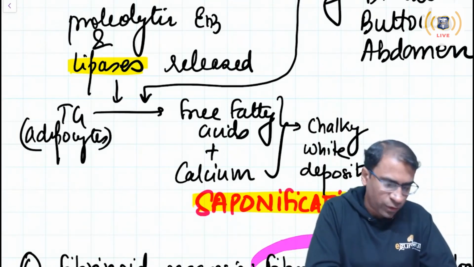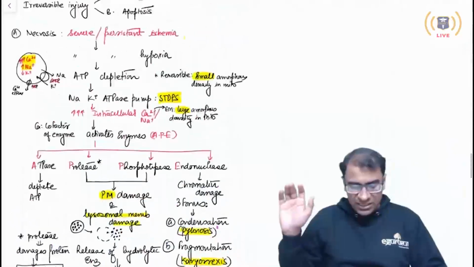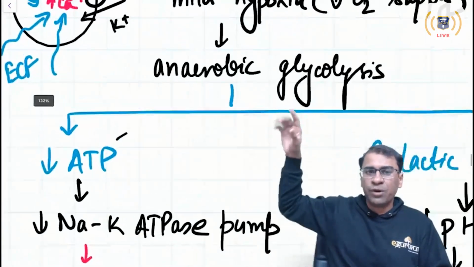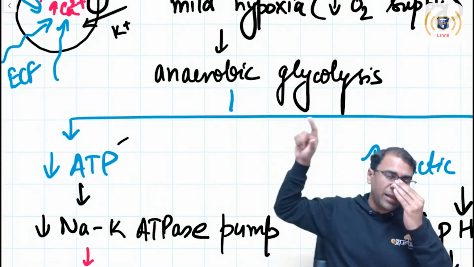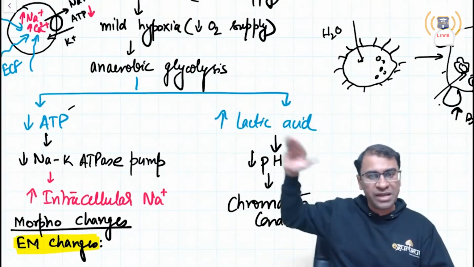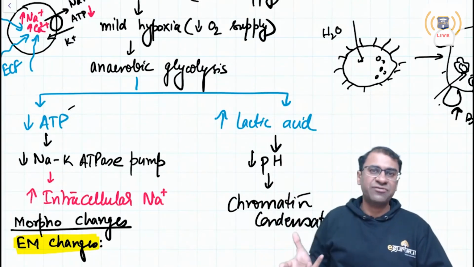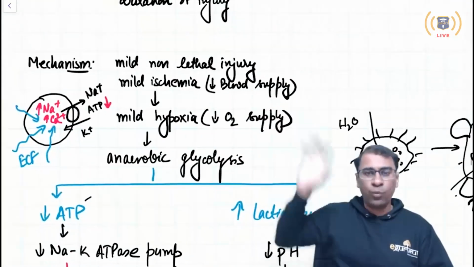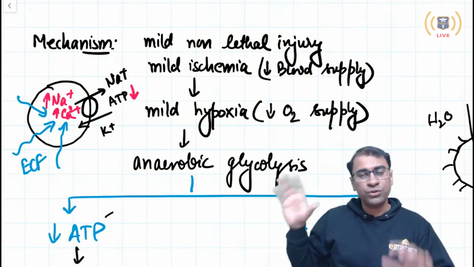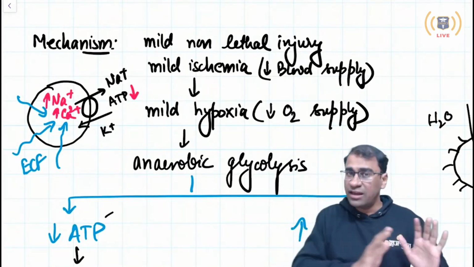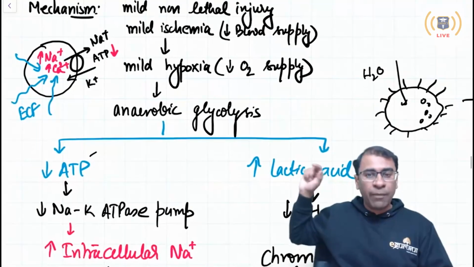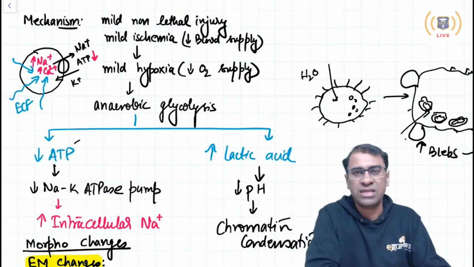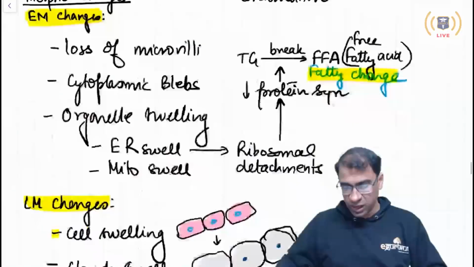Why does pH decrease in coagulative necrosis? Just like in reversible injury, we have seen that an increase in lactic acid occurs. Why was lactic acid increased? Because of anaerobic glycolysis, there is increased lactic acid, so pH decreases. A decrease in pH is acidification, so it will inactivate the enzyme. Anaerobic glycolysis will also occur in irreversible injury, so the decrease in pH will be more in irreversible compared to reversible, and therefore the same effect is there.